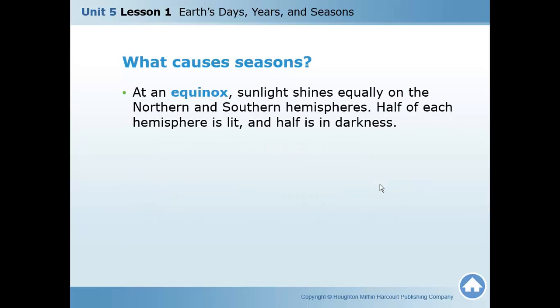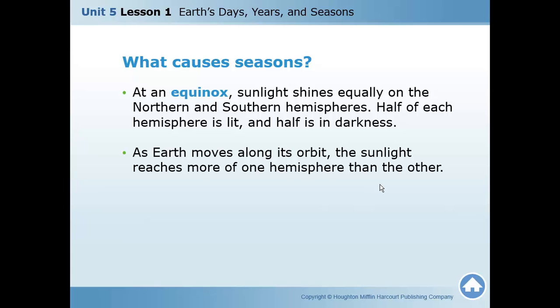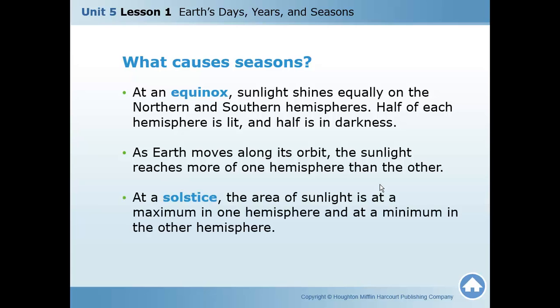At an equinox, sunlight shines equally on the northern and southern hemispheres. Half of each hemisphere is lit, and half of each hemisphere is in darkness. We have 2 equinoxes per year. As Earth moves along its orbit, the sunlight reaches more of one hemisphere than the other, and that's called a solstice. The area of sunlight is at a maximum in one hemisphere and at a minimum in the other hemisphere. We have 2 solstices each year too. We have a winter solstice and a summer solstice.